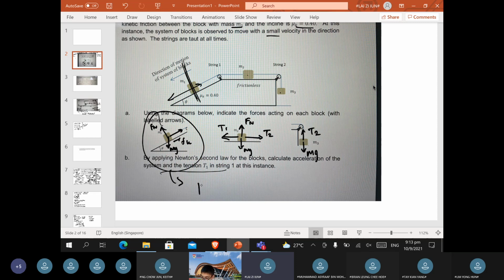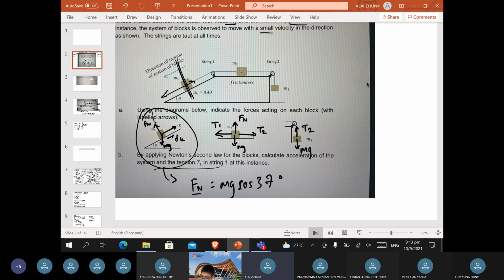Let's look at the forces. Fn must be equal and opposite to the component of weight. Is it sine? No, sorry, it's cosine 37. Then we can find Fn. Once we find Fn, our second step is to identify the other forces. From Fn, we can identify Fk, using the friction coefficient of 0.4, so Fk is 0.4 times Fn. Then our last step is to relate the forces to the direction of acceleration.